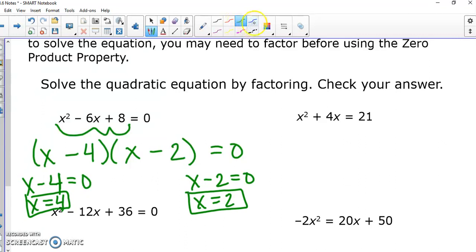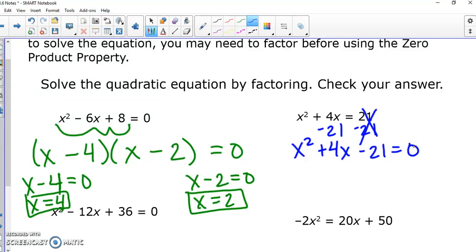Okay, now on this next one, you can notice that I don't have it set equal to 0 yet, so I need to fix that before I do anything else. I need to subtract 21 from both sides so that this will cancel and be equal to 0. So I'll have x squared plus 4x minus 21 equals 0. Now I can factor my left side into two binomials. They're still going to equal 0.